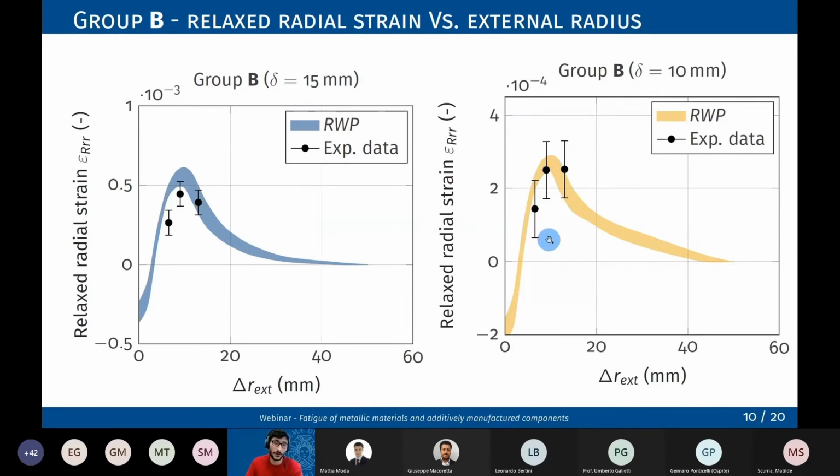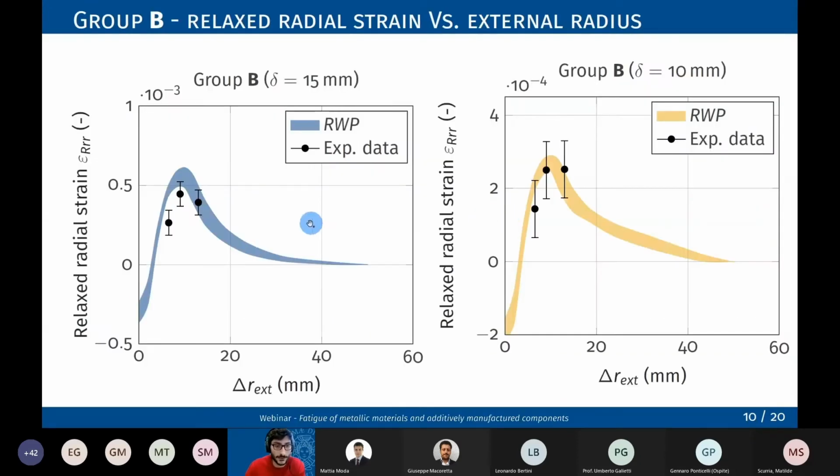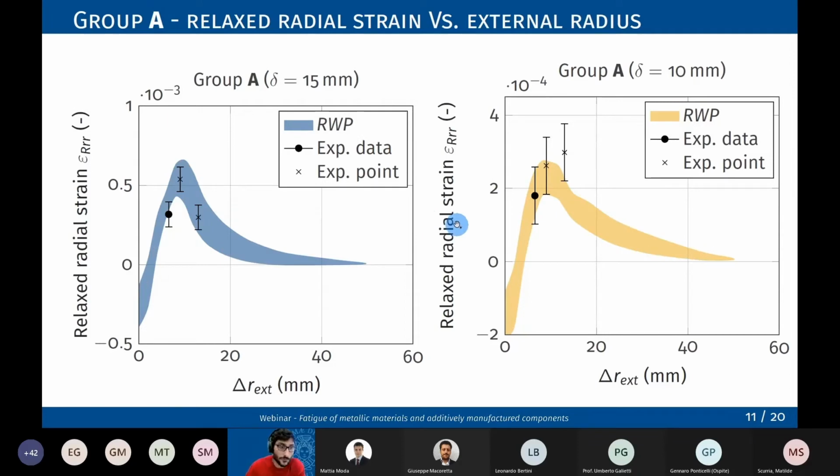So we can see that, qualitatively, we have a good agreement between numerical and experimental results. In this case, I forgot to say, this is group B. So this is the central part. This is the part where we have this more or less constant behavior of strains. Later I will show also group A. Here the variation in results, both numerical and experimental, is lower. In group A, in this case, you can see that the variation is higher.